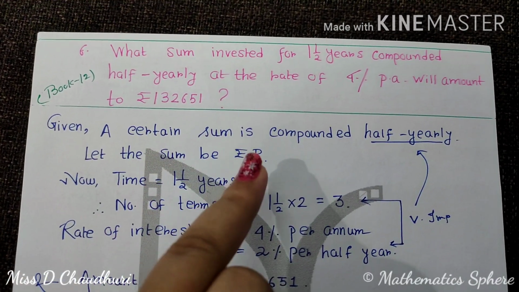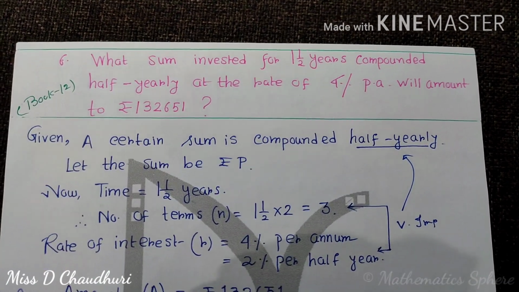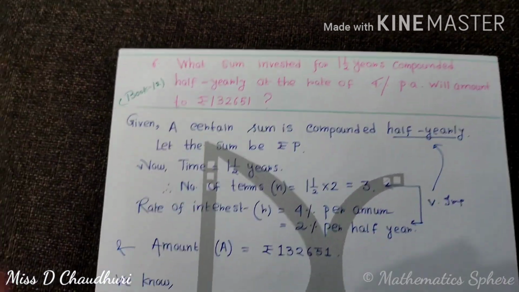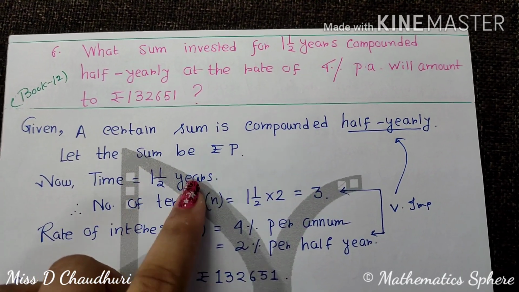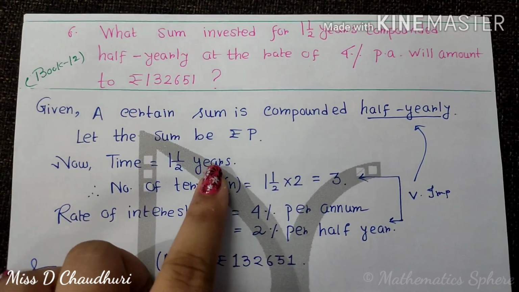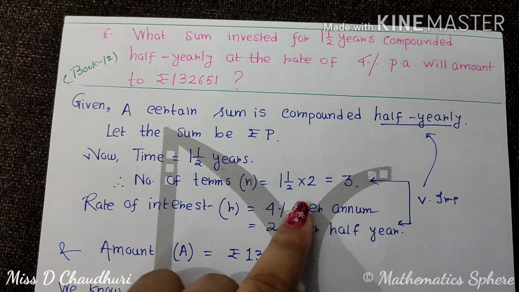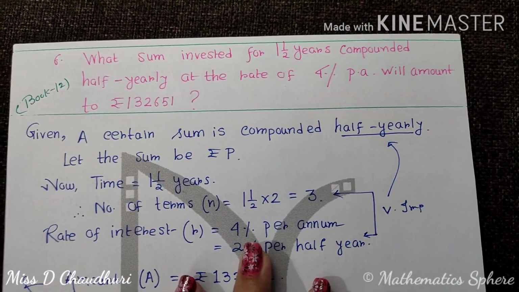Let the sum be rupees p, meaning the principal. It is not given in the question, so we are considering the principal as rupees p; whatever you take will be accepted. Now the time is 1.5 years, and here lies the funda: it is half yearly, so the number of terms will be 1.5 into 2, because in 1.5 years we get three 6-month terms.